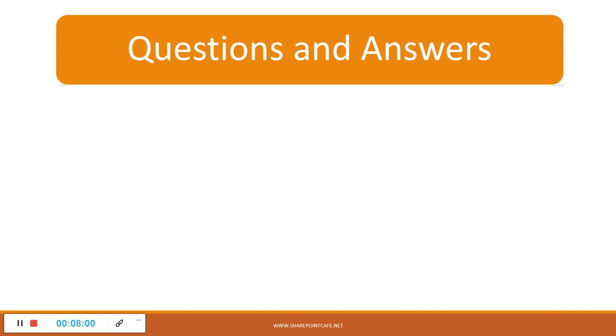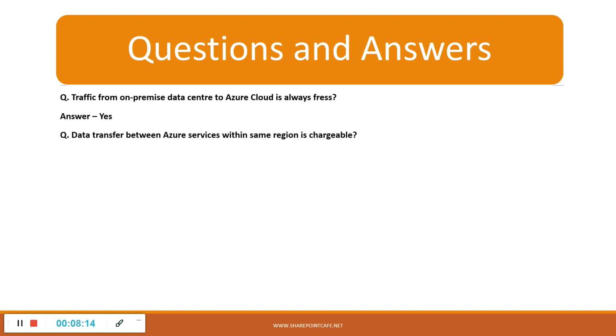So that's all for this topic, and now we will move to questions and answers. The first one is: traffic from on-premise data center to Azure cloud is always free. Sorry, the spelling mistake is there. Answer is yes. Data transfer between Azure services within the same region is chargeable? The answer is no, it is not chargeable. Outbound traffic from Azure is not always free. Answer is true, because if it is in the same region, then it is free, otherwise it is not free.